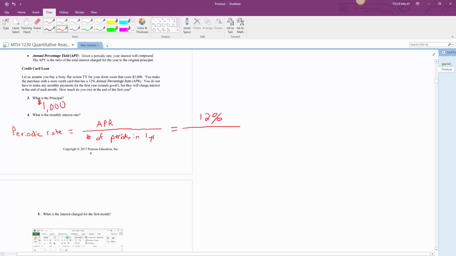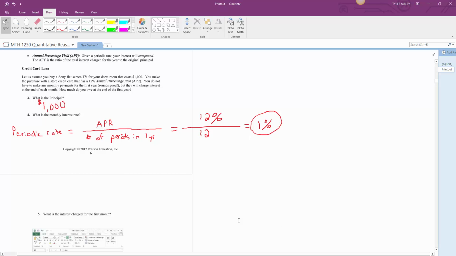So how many periods are in a year? If we're talking monthly, there are 12 months in a year, so we divide by 12. So 12% divided by 12 would leave me with 1%. So the monthly interest rate would be 1% in this case.